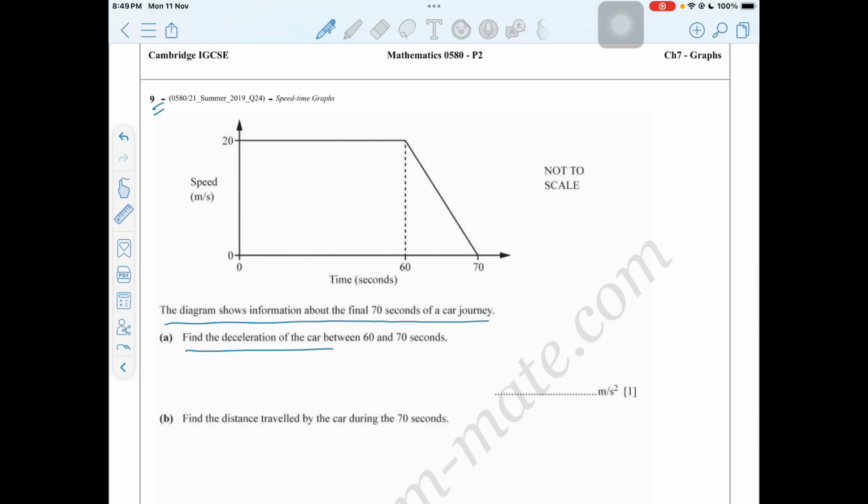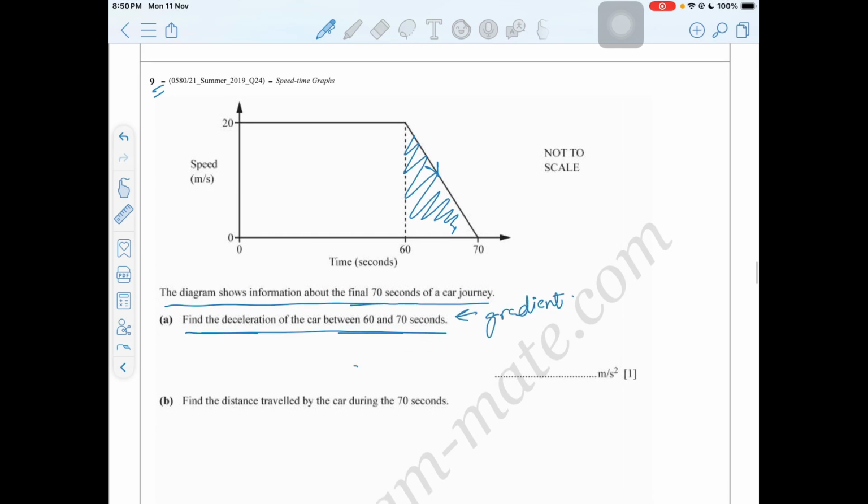of a car journey. Find the deceleration of the car between 60 and 70 seconds. Right? Final 70 seconds are given, and it needs a deceleration of the car between 60 and 70 seconds. So this is basically required. This gradient is required. Acceleration, we need the gradient. Right? So in 10 seconds, it decelerated from 20 to 0, right? 20 minus 0. So this would be 2 meters per second square, right?